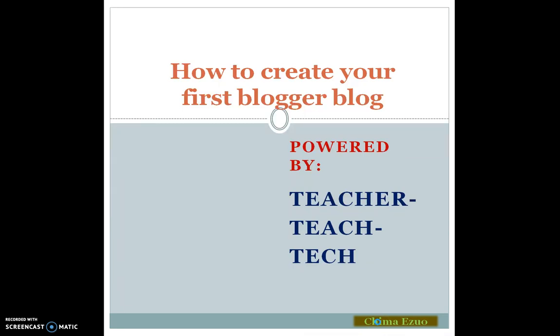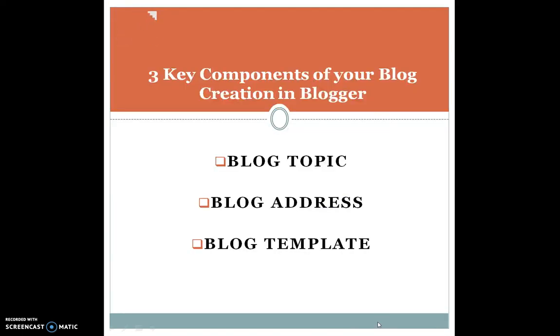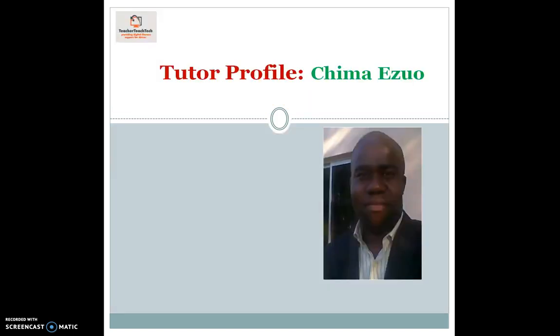How to create your first Blogger blog is a practical section. We're not going to spend so much time talking here. You have to know there are three key components of your blog creation in Blogger. When you want to create, there are three things that must stand. In fact, you need to get ready for these things before you even start. One is your blog topic, one is your blog address, and then the blog template. By the time we go into the full practical, you're going to see these three things standing out. You're the one that will choose what to put there. So let's quickly go on. There's no time to waste.